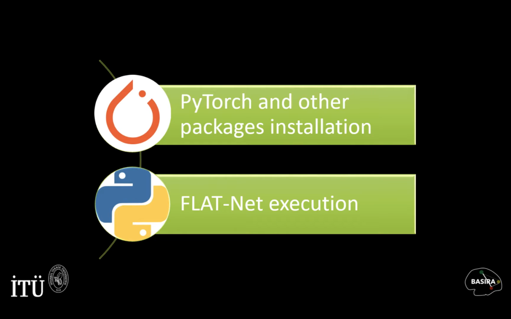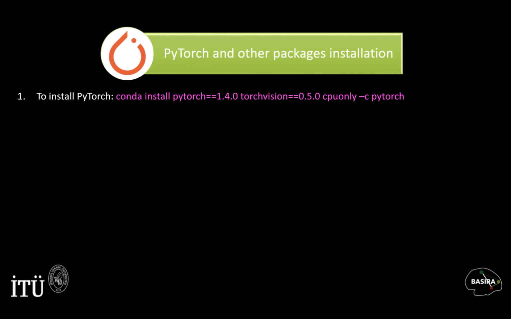In order to start using FLATNET, we first need to download PyTorch and other packages. Then, we can start the execution of our framework. First, you need to install PyTorch using this command. I used PyTorch version 1.4 for Python 3.